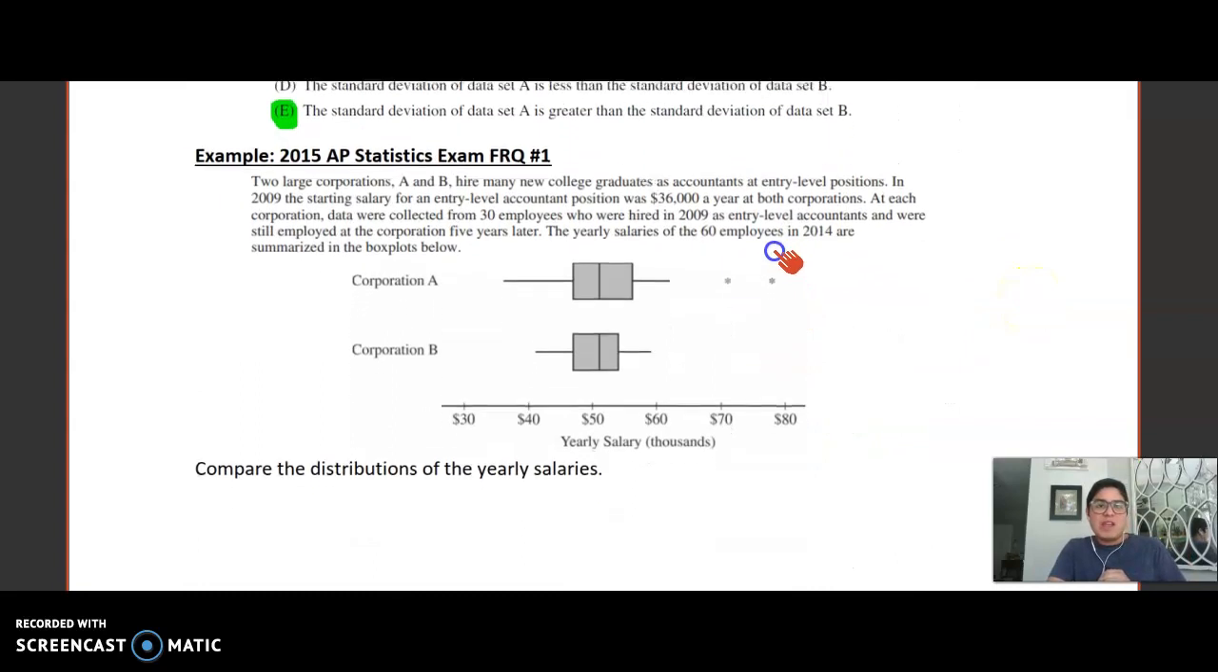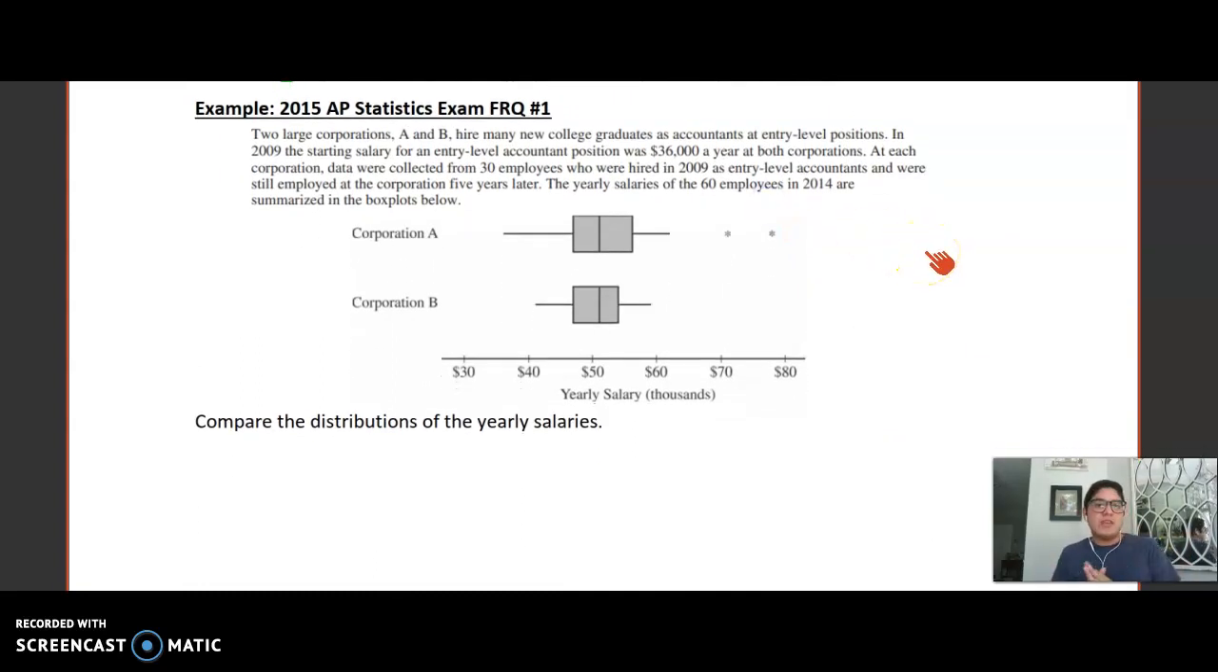And then lastly, one of my favorite compare the data questions. This one comes to us from the 2015 AP exam, FRQ number 1. You would just make comparisons. So at the very least, the centers are approximately equal. For spread, I see that Corporation A has a larger IQR than Corporation B. Corporation A appears slightly skewed right, whereas Corporation B appears approximately symmetric or approximately skewed left. Corporation A has 2 upper outliers, whereas Corporation B has no outliers. So there you go. I gave you the answer there, but we're going to do this in class.